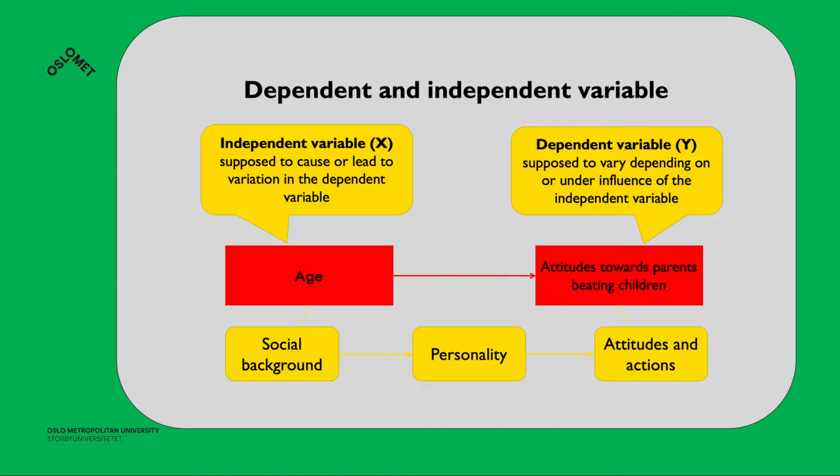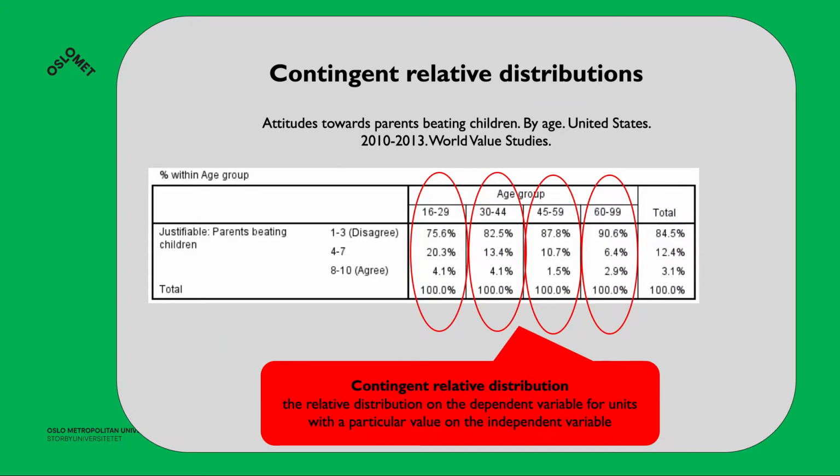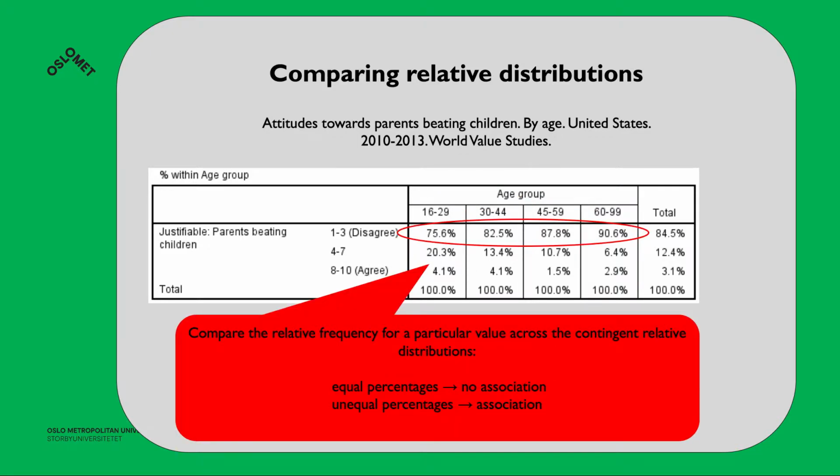Okay, so then you have the contingent relative distributions. And the contingent relative distribution is the relative distribution on the dependent variable for units with a particular value on the independent variable. And in our case, it's the age groups, which is the independent variable, and we look at the distribution on the dependent variable, which is the attitude for these different age groups. And then we compare the relative distributions.